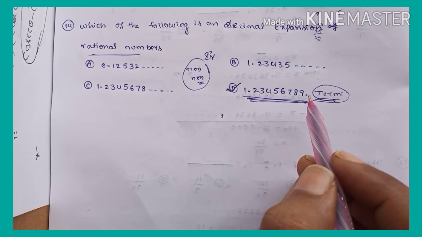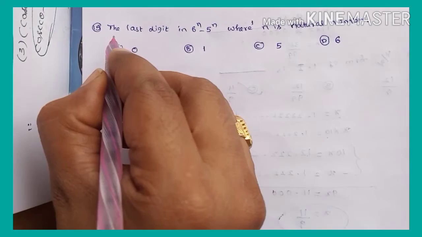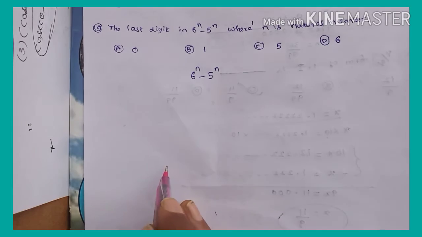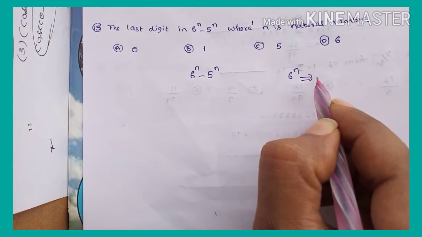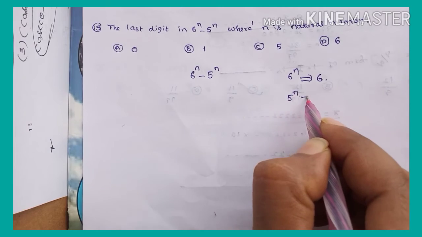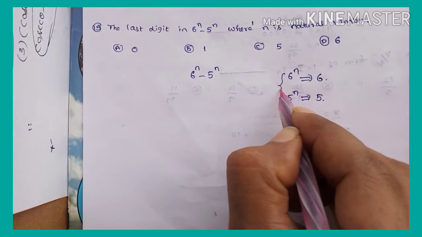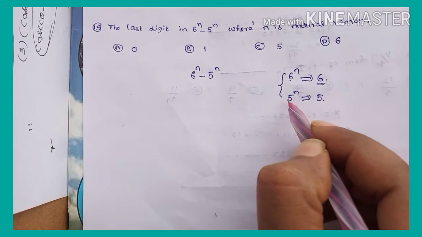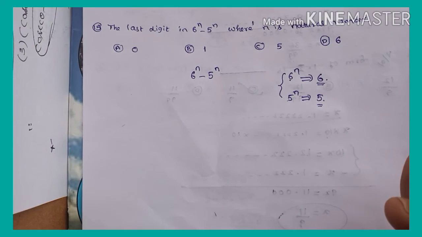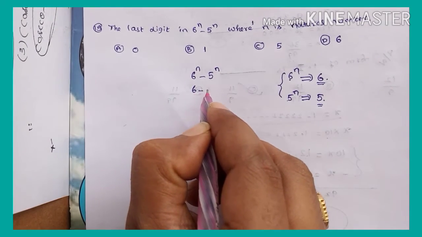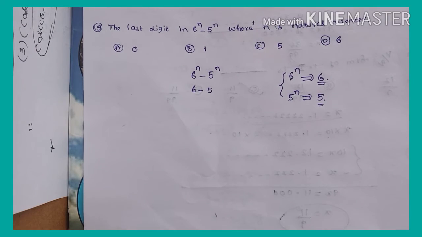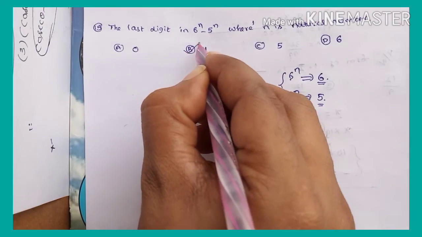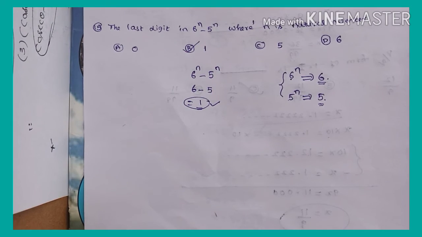Okay, next bit. Now the problem: the last digit in 6 to the power n minus 5 to the power n. We know 6 power n ends with 6, and 5 to the power n also ends with 5. These are the only values which end with the same digit. You may check. Here the last digit of any value of 6 power n is 6, and of 5 power n is 5. So 6 minus 5 is equal to 1 is definitely its last digit. So option B is correct.